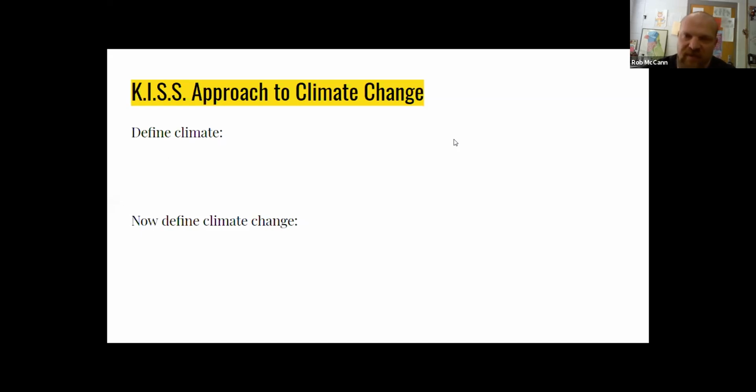You guys are going to have to be really quick at typing because your exam is going to be a 45-minute exam. You've got just a short amount of time to type your answers. So start typing in the chat box. Define climate.